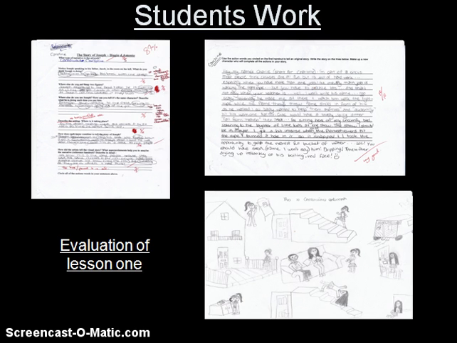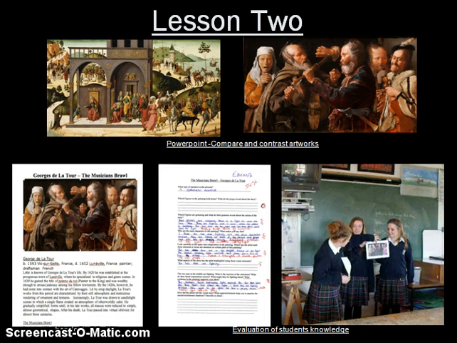The final part of the exercise was to translate this written transcript into a visual narrative of their choice, for example, continuous or sequential. The objectives of this lesson were to compare and contrast two works of art, Georges de la Tour's The Musician's Brawl and The Story of Joseph.